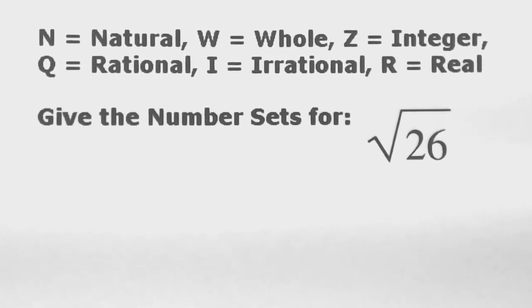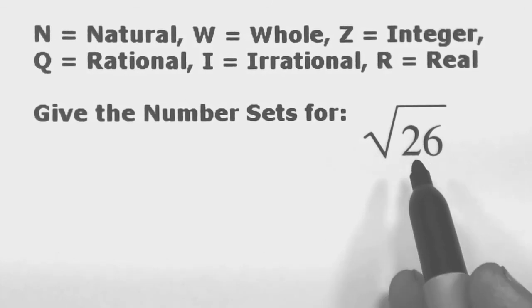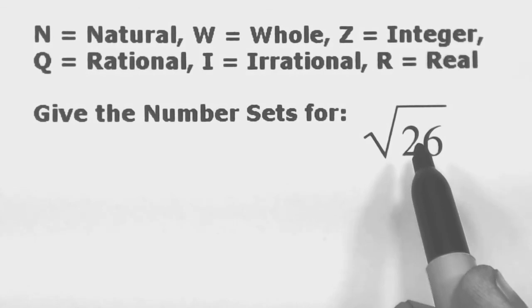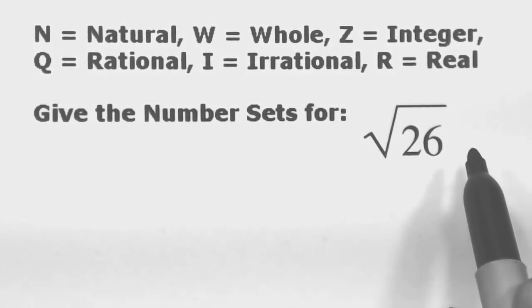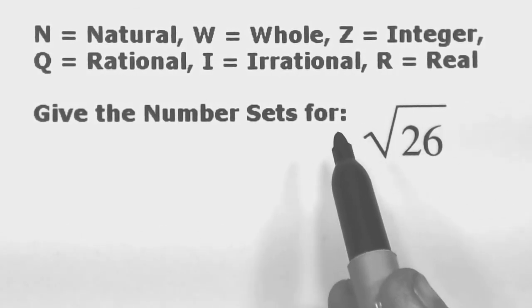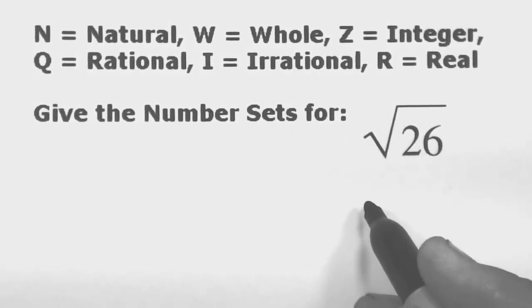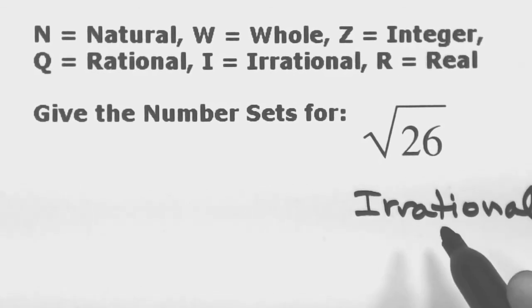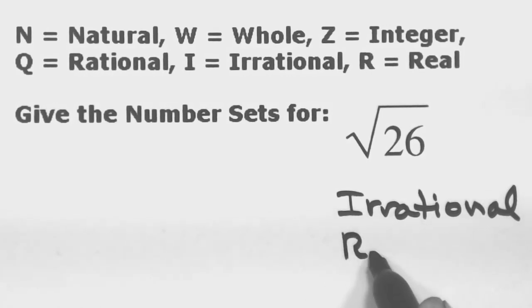Okay, our last example is looking at a square root. Now, the first thing you do when you have square roots is see if it has a nice answer. If this was the square root of 9, the answer would be 3, and it would be a rational number. But the square root of 26 does not have a nice answer. It's got a decimal value that'll just keep running on forever. So because of that, it's an example of one of these irrational numbers, just like our friend pi. But it is still, of course, a real number, so we have to list that as well.